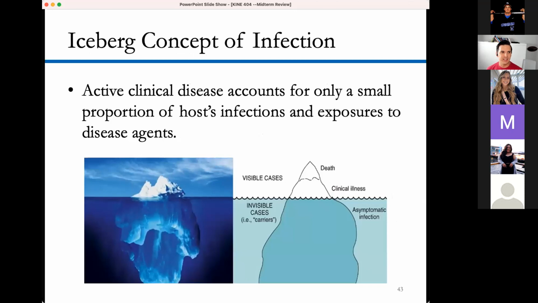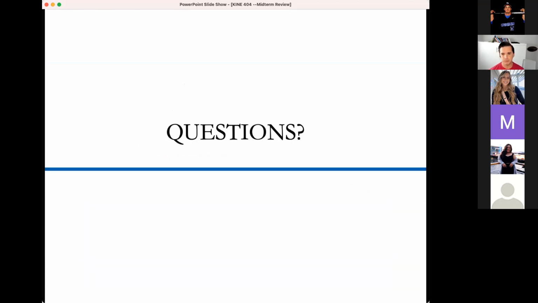And then lastly, the iceberg concept of infection, where active clinical disease only accounts for a small proportion of actual disease that we're seeing in our population. And there is a lot of invisible or asymptomatic infection that we're not detecting, either because we're not testing enough, people aren't seeking services, or for many other reasons.